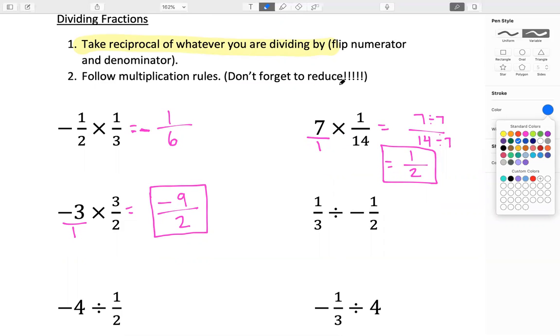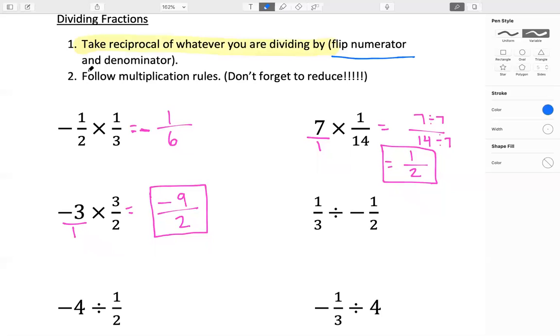Well, the reciprocal is really found just when you flip the numerator and the denominator. So flipping those, we'll get 1/3, and then we'll get negative 2 over 1. Now, all we have to do is follow the multiplication rules.